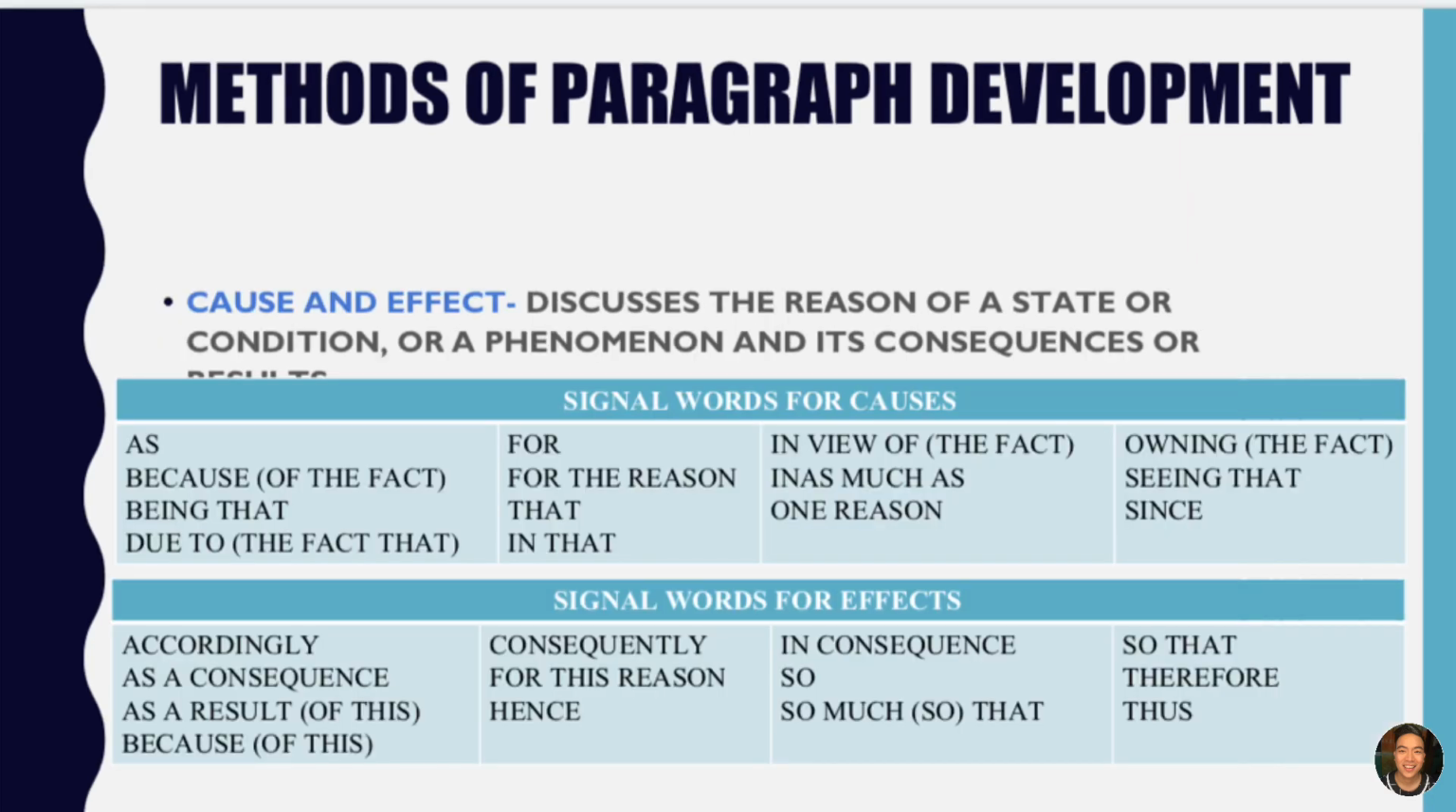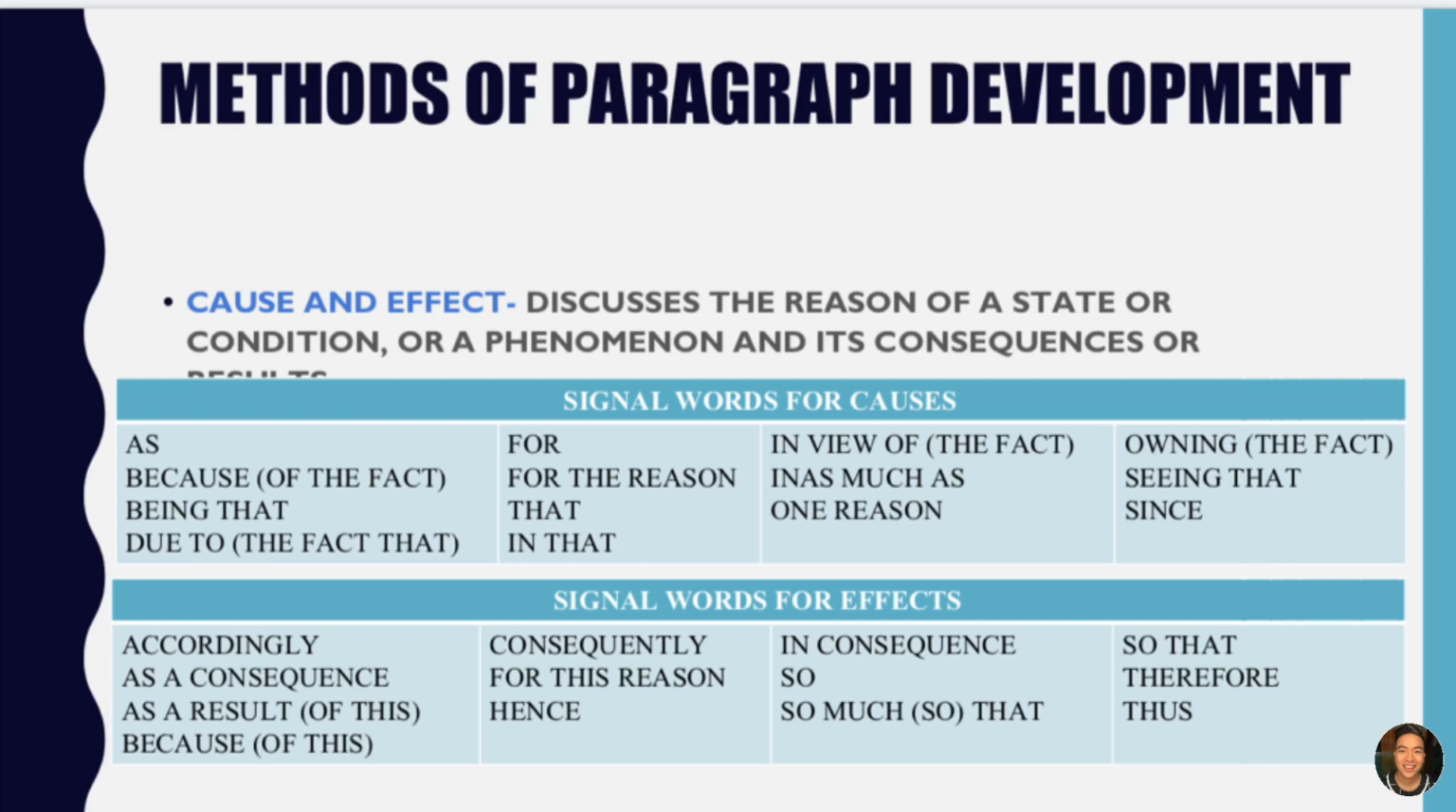Lastly, we have the cause and effect. Cause and effect discusses the reason of a state, condition, or a phenomenon and its consequences or results. This may discuss the causes only, the effects only, or it can be both. So here are the following signal words that will help you recognize this pattern.